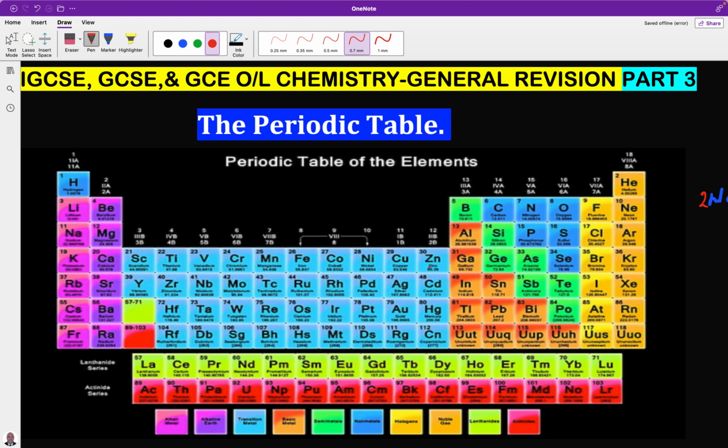As I said, the reactivity is increasing down the group. So in terms of reacting with water, if I throw sodium on the surface of water, sodium moves around the surface of water faster than lithium.